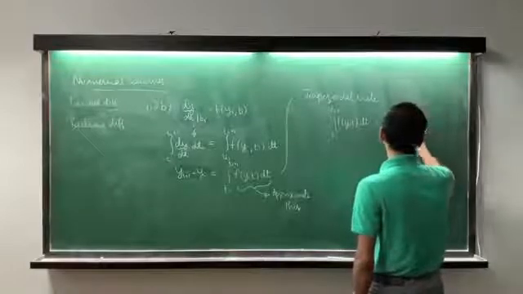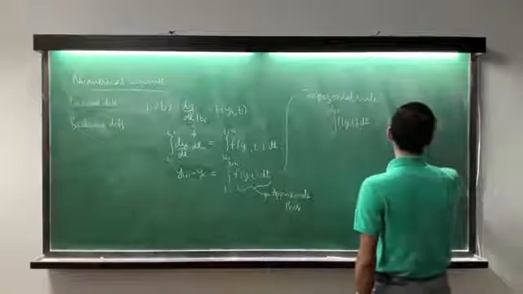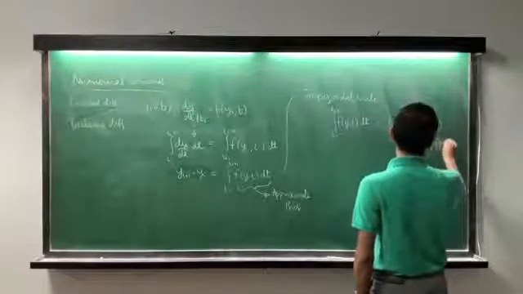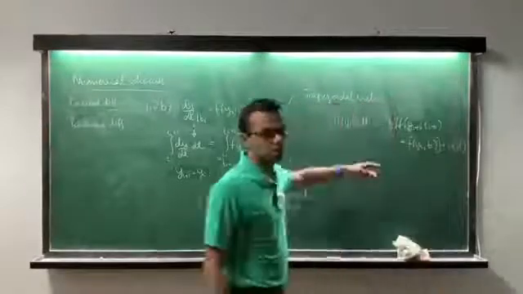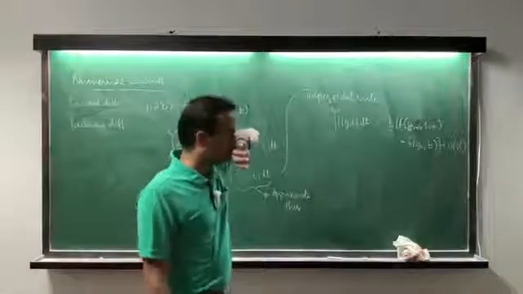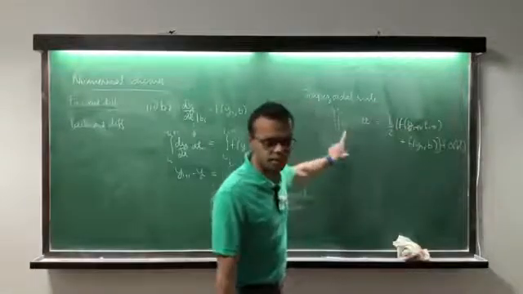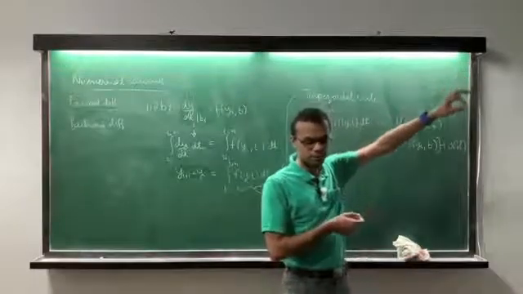yi plus 1, comma, ti plus 1, plus f of yi, comma, ti, plus order of h cube. Okay, that's what the trapezoidal rule is. This tells you a way to evaluate the area under this curve using the values of the function at the endpoints of the curve.